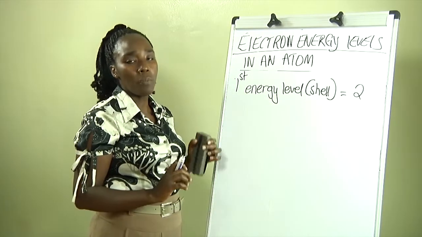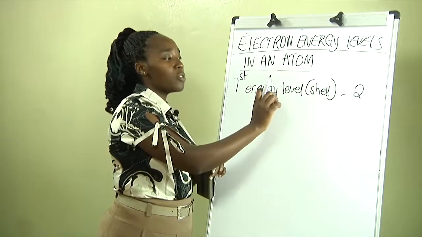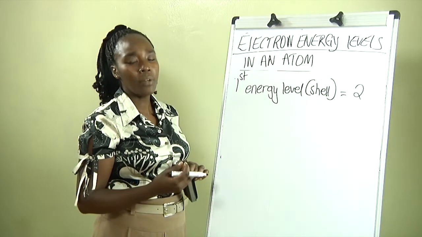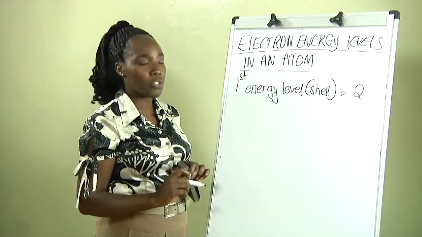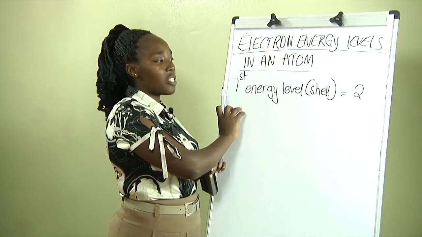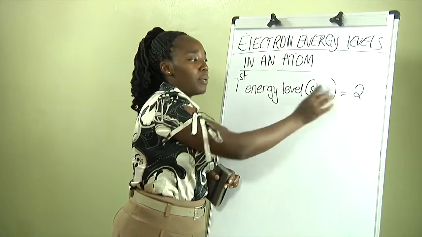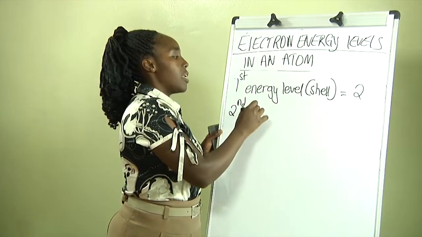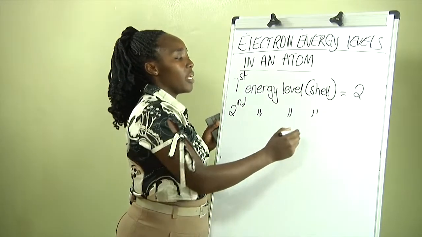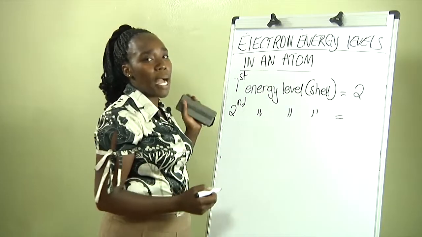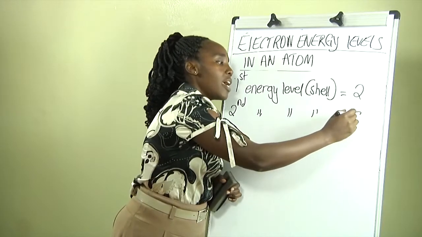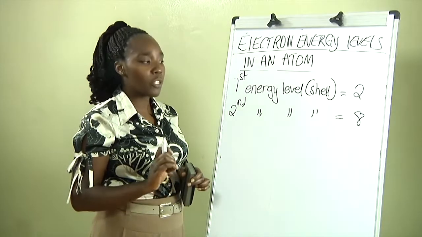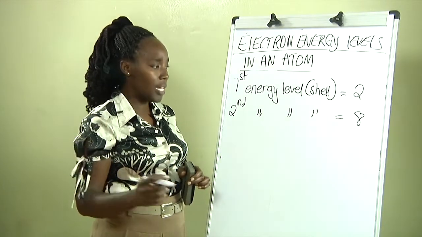Therefore, it can be occupied by a lesser number than 2, e.g., it can be occupied by 1 electron, but the maximum number of electrons that the first energy level can hold is simply 2. The second energy level, or the second shell, is always occupied by a maximum number of 8 electrons. It is always occupied by 8 or less, but not anything above the 8.